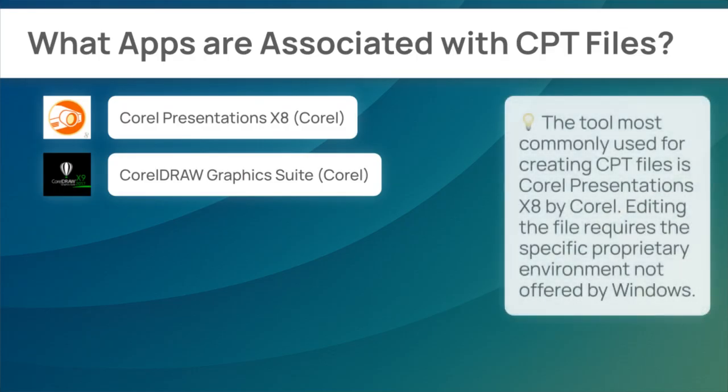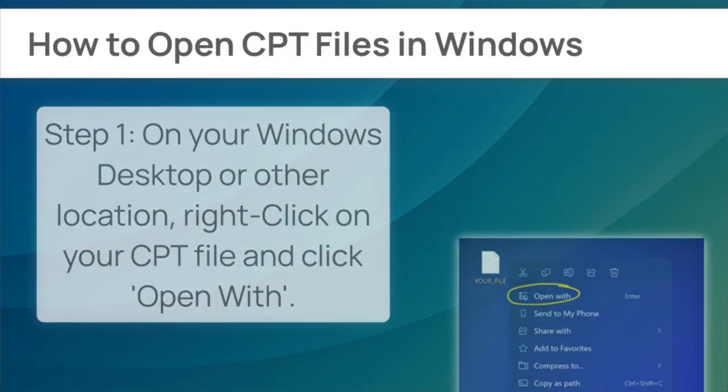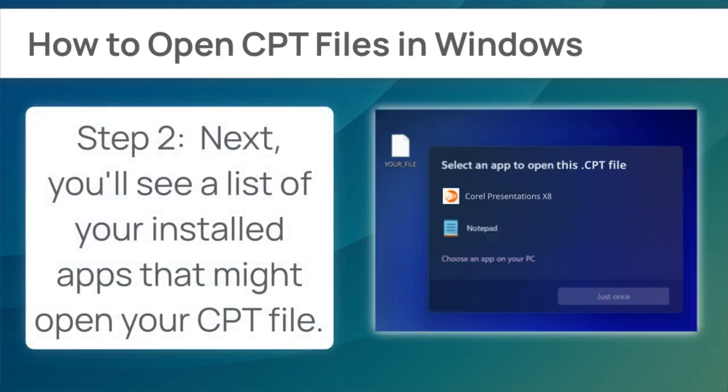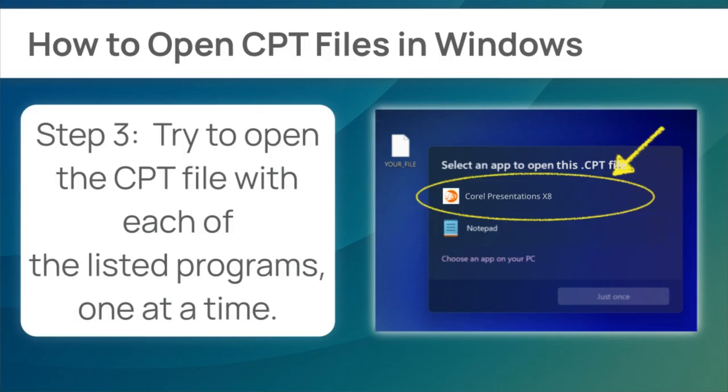Standard Windows programs often fail to correctly display all layers of the document. Windows offers only a static snapshot, so interactive editing depends on design software. We're checking the integrity against known readers. Right-click your CPT file and click Open With. If Corel Presentations X8 is an option, try it. If it fails, select another program. You need to test widely.